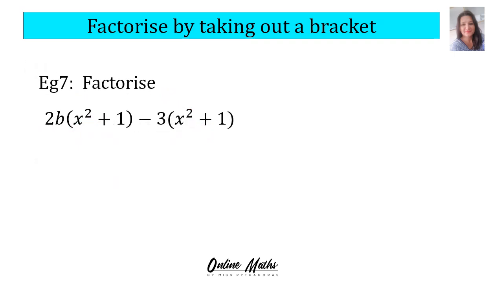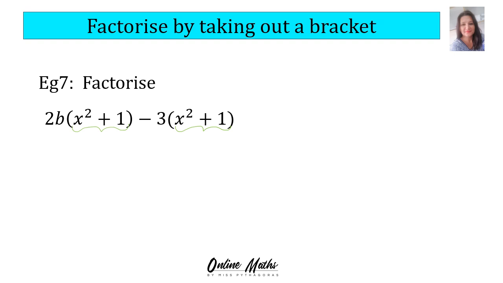Let's do another one. So the question will simply say factorize, and we will factorize by taking out a bracket as a common factor. And it's very important that the two brackets look exactly the same. And you can see this one, x squared plus 1, x squared plus 1. So they are indeed the same.